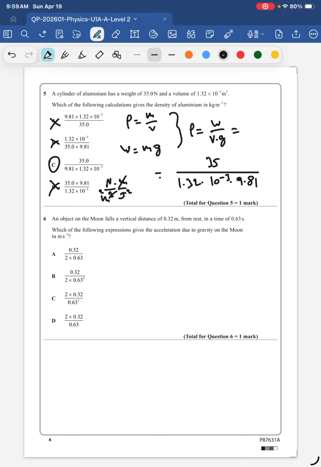An object on the moon falls a vertical distance of 0.32 meters from rest in a time of 0.63 seconds. Which of the following expressions gives the acceleration due to gravity on the moon in meters per second squared?